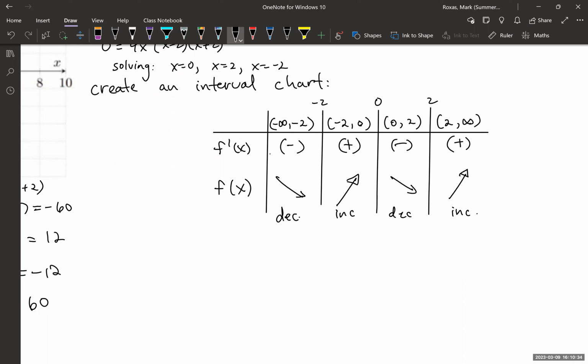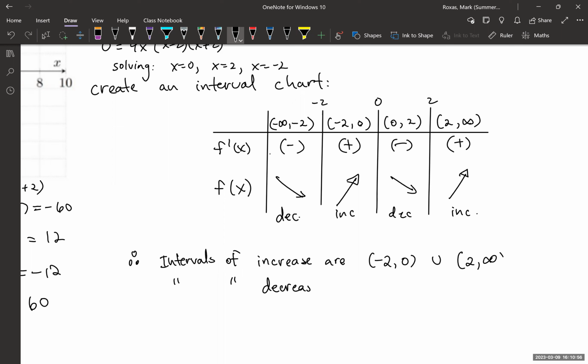Okay, so even as a concluding statement, therefore, intervals of increase are negative 2 to 0 and 2 to infinity. And intervals of decrease are negative infinity to negative 2 and 0 to 2.